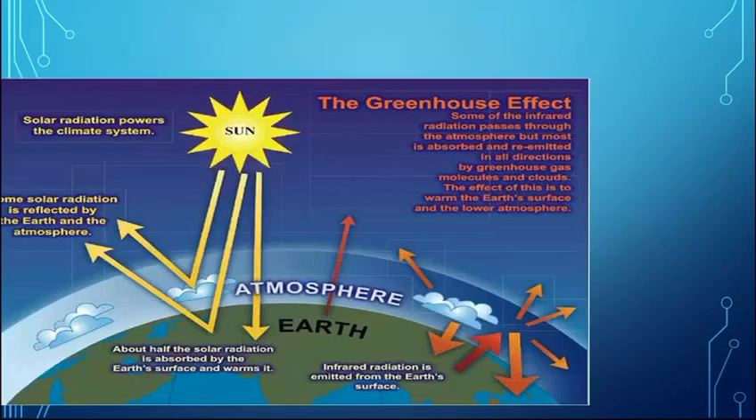On the other hand, the earth itself emits infrared radiation, which is re-emitted by the greenhouse gases. This is the procedure: the greenhouse gases are always re-emitting the earth's infrared radiation, because the effect of this is to warm the earth's surface and the lower atmosphere.